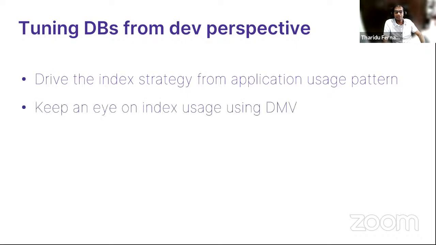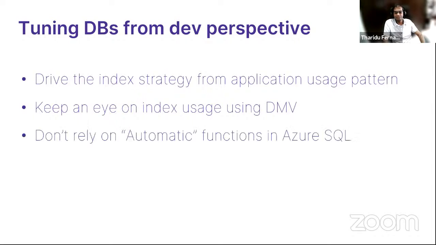Another thing is we like to create as many indexes as possible to cater to the queries so we can quickly get results. But the problem is sometimes these indexes get unused. It's very important that using dynamic management views, DMVs, you check whether there are indexes which are not utilized, because that's a waste of storage as well as maintenance. Try not to rely on automatic functions in SQL. Have more focus on the database instances that you are running. How are my indexes doing?